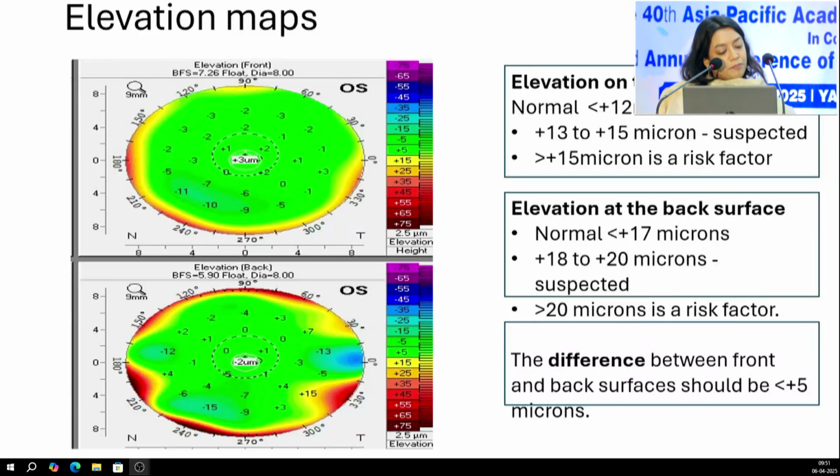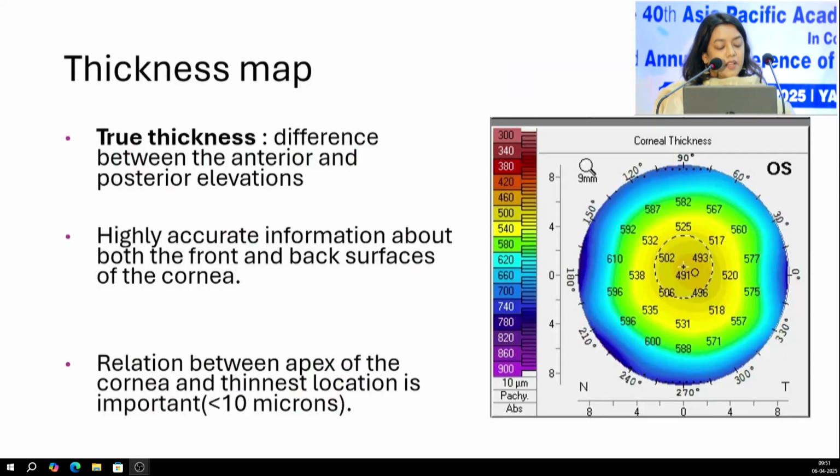This is when we compare the anterior and the posterior curvatures with a reference or best fit sphere, and anything more than 15 micron in the anterior and more than 20 micron in the posterior is suspicious for ectasia. Then last, and very important, is the thickness map. It tells the thickness of individual points of the cornea, and the thinnest point should be at least 470 micron to prevent any form of ectasia in the future.